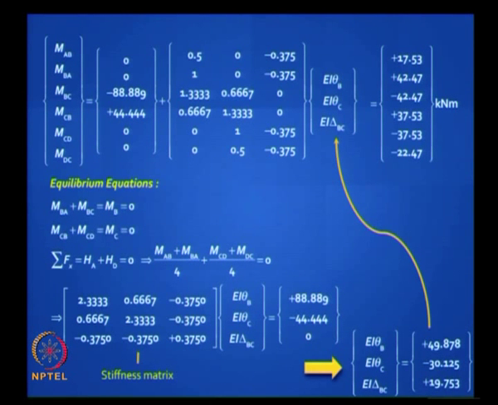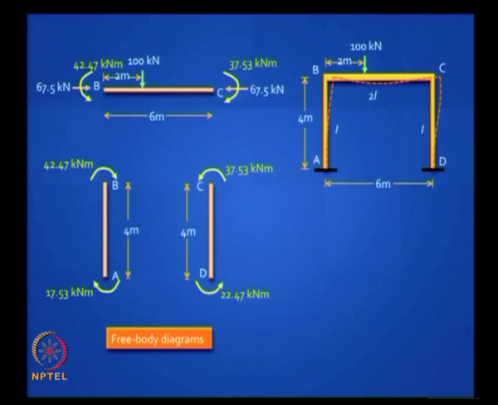You draw free body diagrams. I hope you know how to do that. Draw the free body diagrams. Clockwise moment, put clockwise. Negative sign, put anti-clockwise, and then everything should match. All the equilibrium should be satisfied.